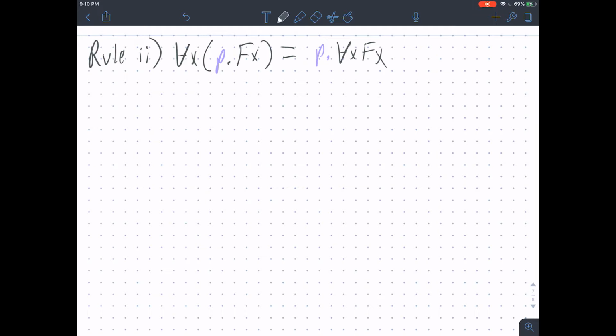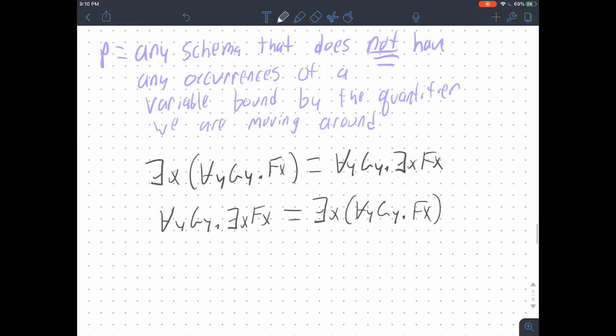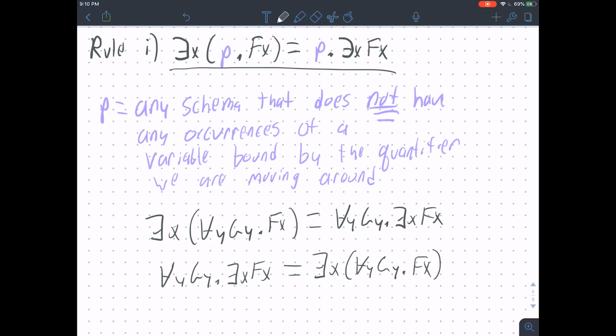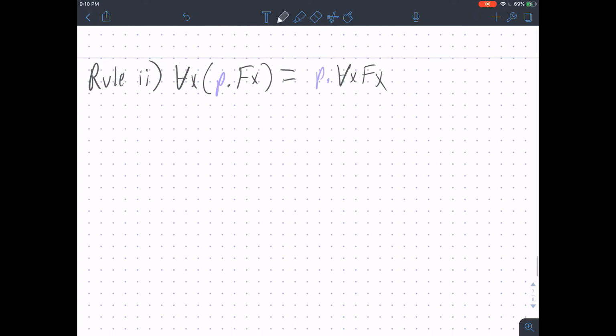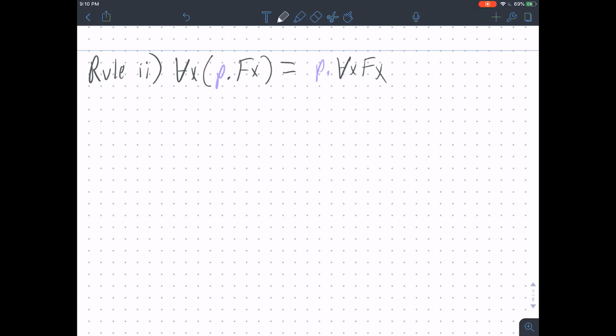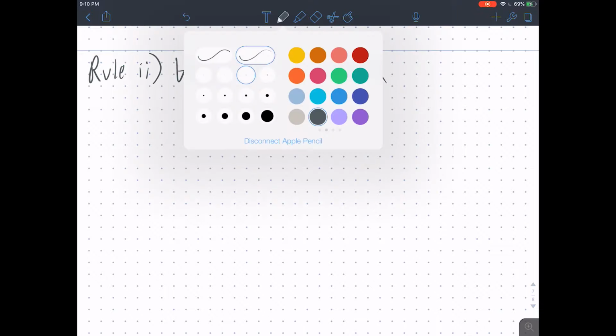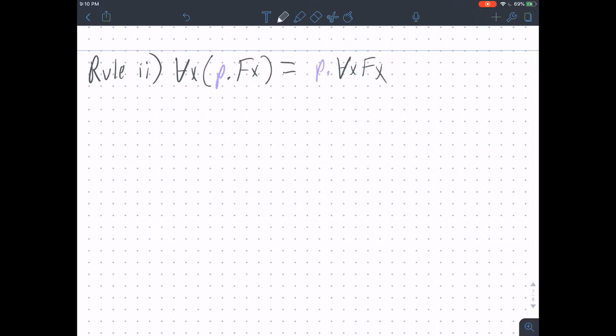Okay. And again here, the P means the same thing. The P refers to any schema that does not have any occurrences of a variable bound by the quantifier we are moving around with our rule. Right? So again, this says something different than saying the universal quantifier distributes over conjunction. Okay? And just one simple example of this.